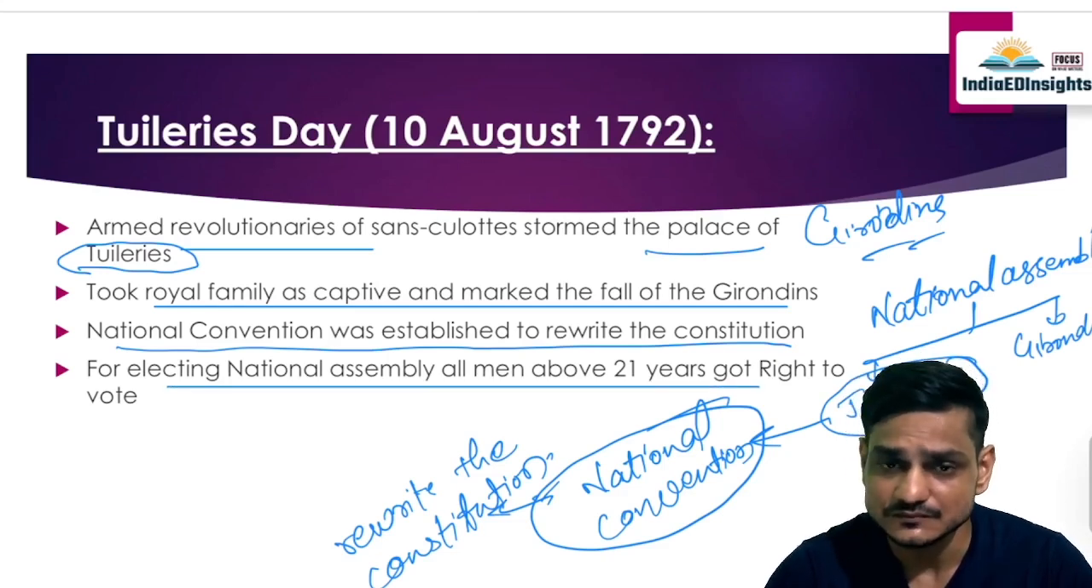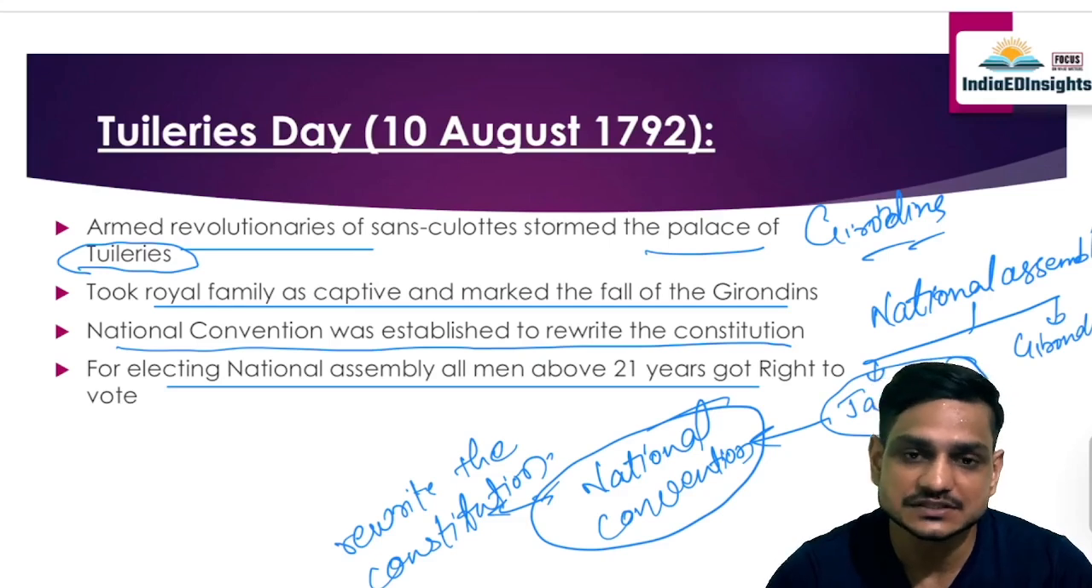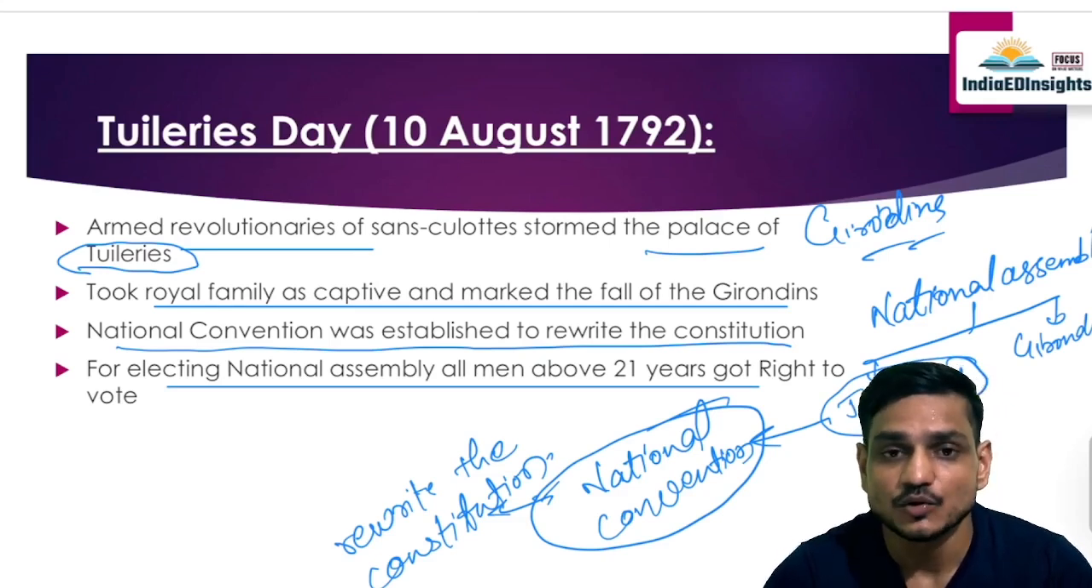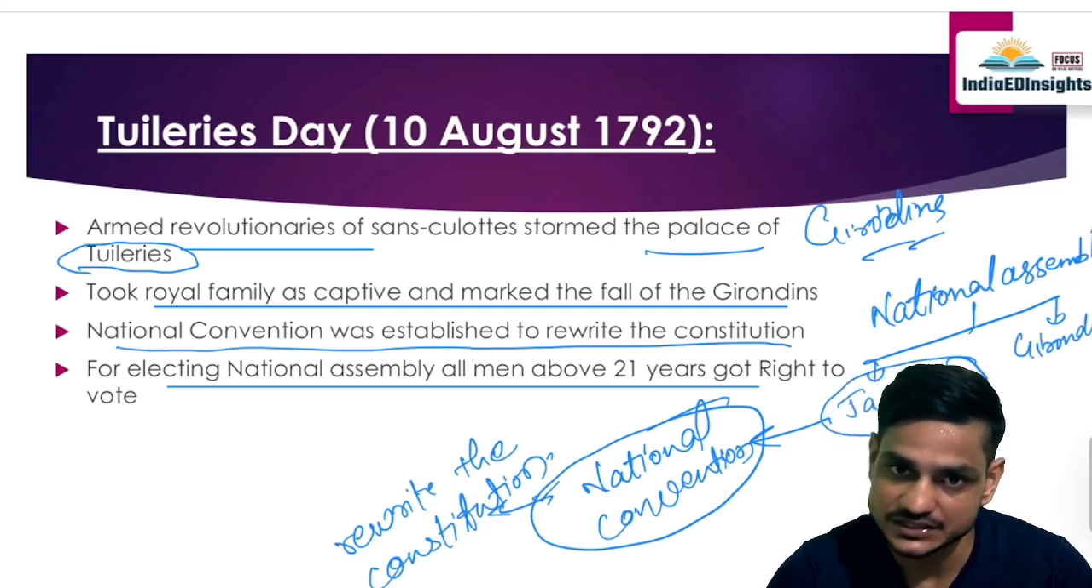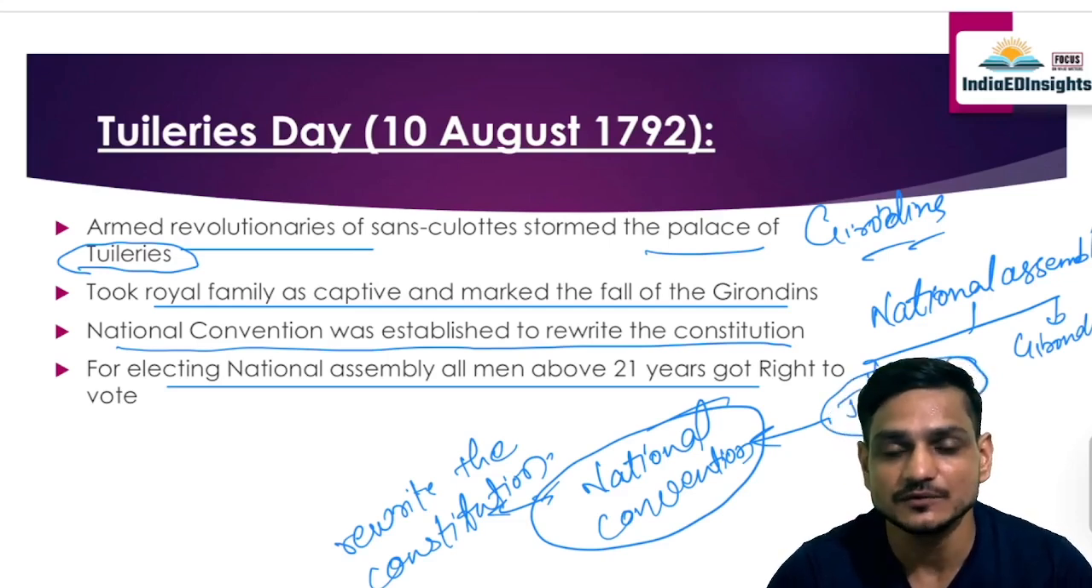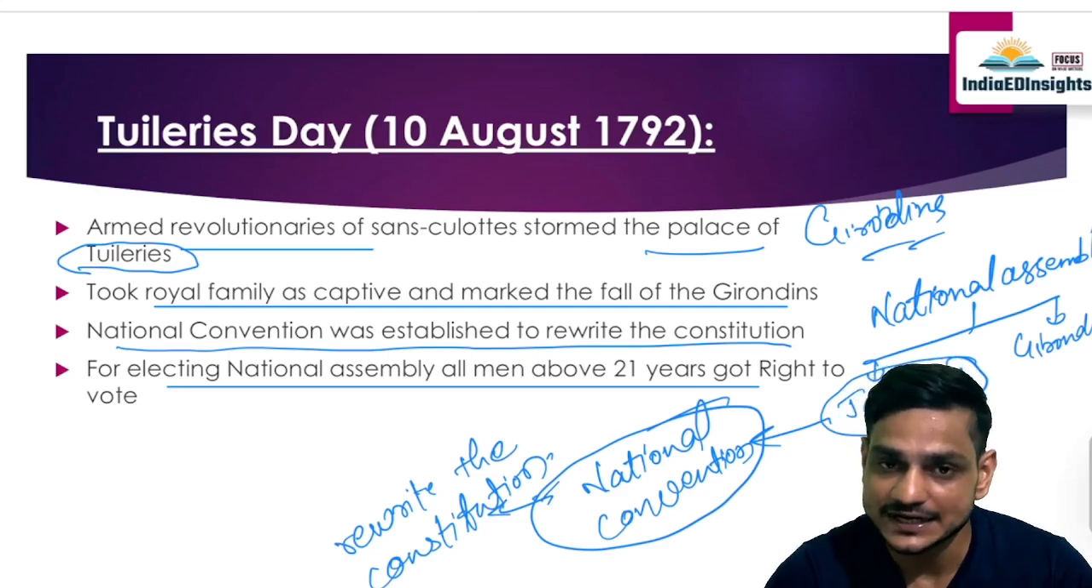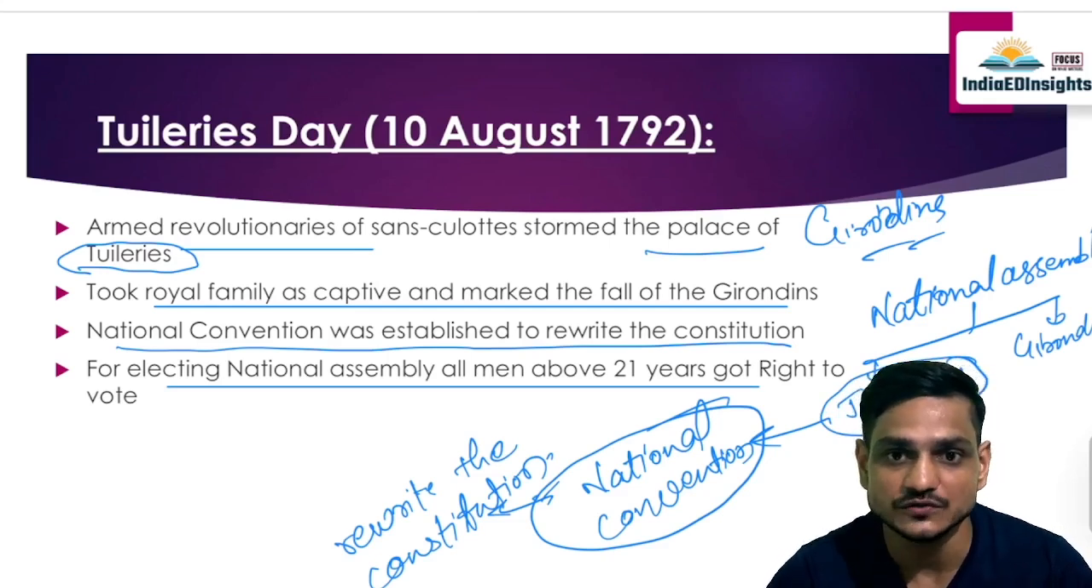Clear? So the next National Assembly was elected by all the men in the society that were above 21 years of age. Here itself, there were no rights for women. So women did not get any voting right during the whole course of the French Revolution.